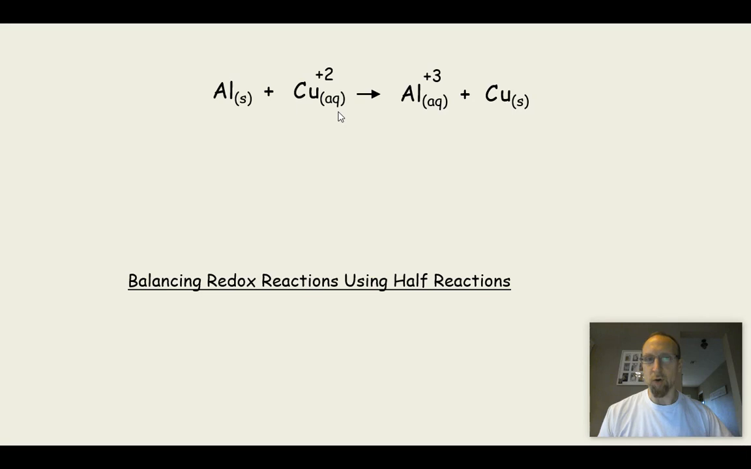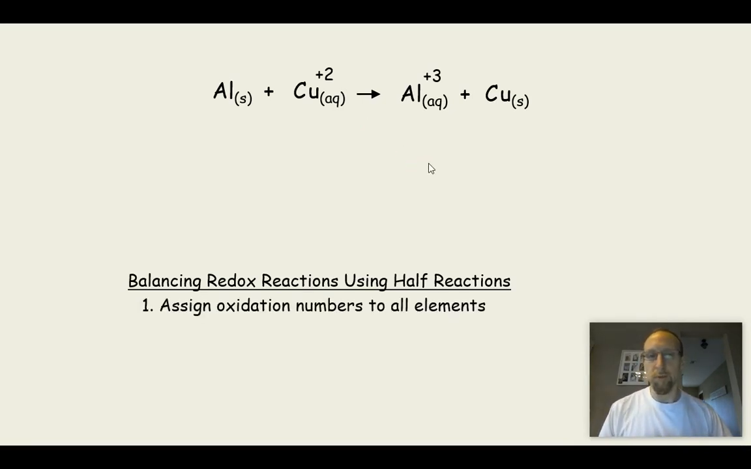If we did have the whole picture, we'd be able to balance it the conventional way, like we've done before, where you just list your elements down the middle, count the numbers on each side, and then work through and balance them out. But here we're not getting the whole picture, so we can't balance the conventional way. We have to use our loss and gain of electrons to help us out. The whole concept here is, in a balanced redox reaction, electrons lost are equal to electrons gained. So first thing we're going to do is, as we've done before, assign oxidation numbers to all the elements.